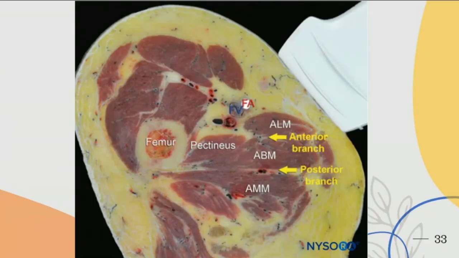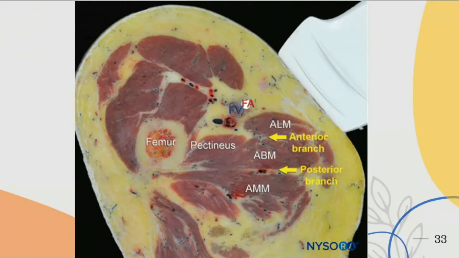So this is how it looks. On the left side of the screen is lateral. This is medial. When you put the probe there, you can see all the adductors: adductor longus, adductor brevis, and adductor magnus. So the usual anatomy is the anterior branch will run between the adductor longus and adductor brevis around the fascia plane.